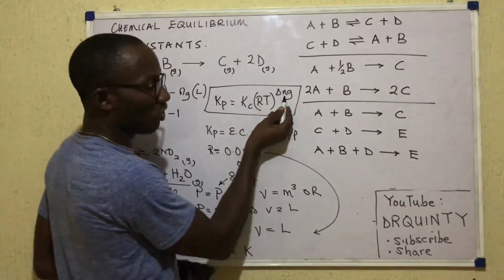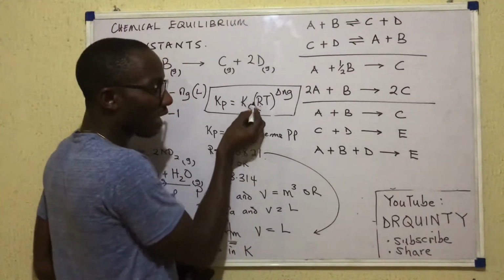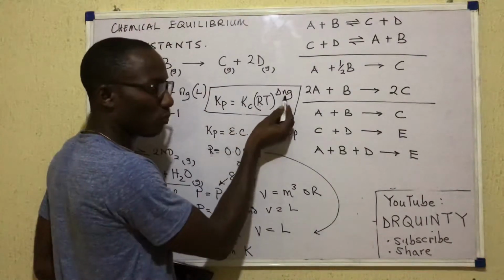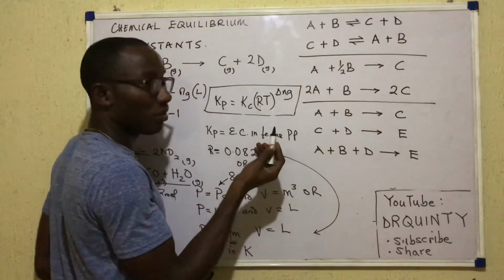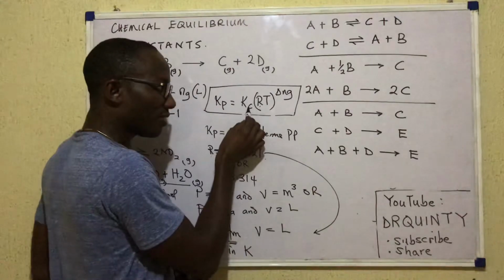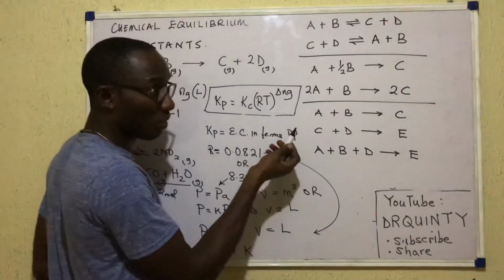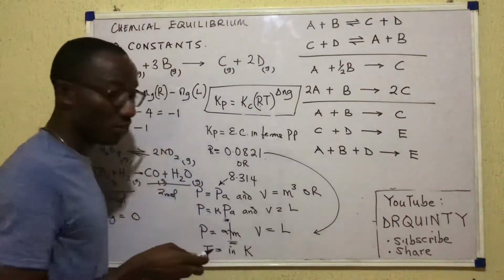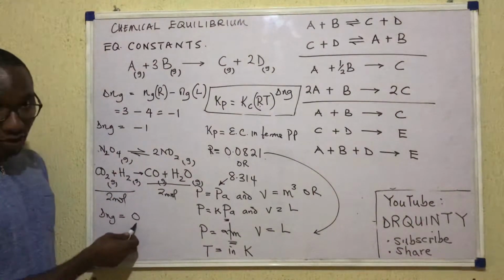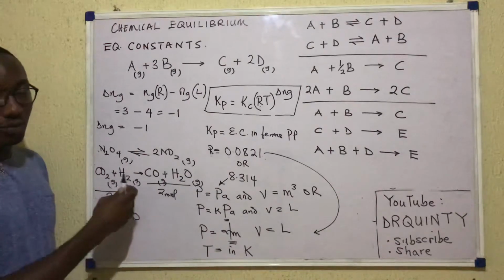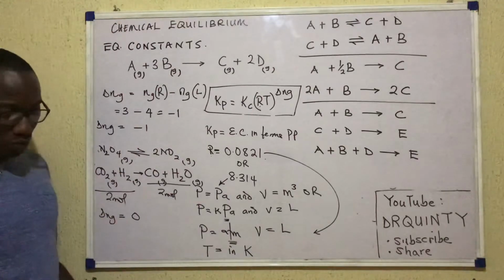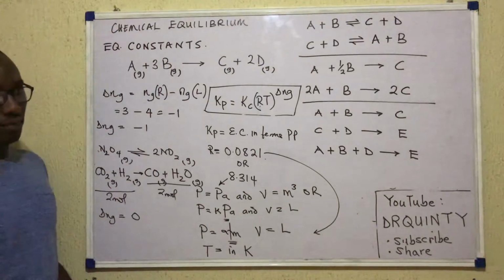If delta Ng is 0, it means RT raised to power delta Ng becomes RT raised to power 0. And of course, anything raised to power 0 is 1. So it will mean that Kp becomes Kc times 1. In other words, Kp and Kc become equal. So any reaction where delta Ng is 0, that is, you have equal number of moles of gas on left and right sides, is a reaction where Kp will be equal to Kc.